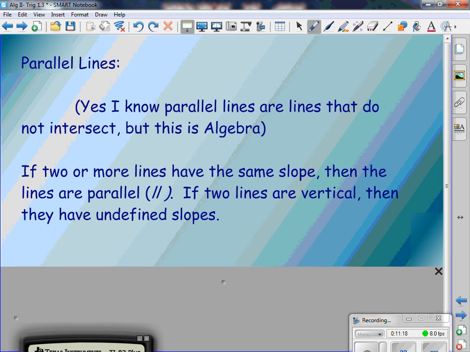If two lines are vertical, then they have undefined slopes. So you have to have the same slope in order to be parallel. That's what I'm saying. They have to have the exact same slope. For example, if I had an equation that had a slope of 5, the parallel slope is going to be 5. It has to be the same. Now, a horizontal line has a slope of 0. So the same as 0 is 0. If it's undefined, parallel is undefined there.